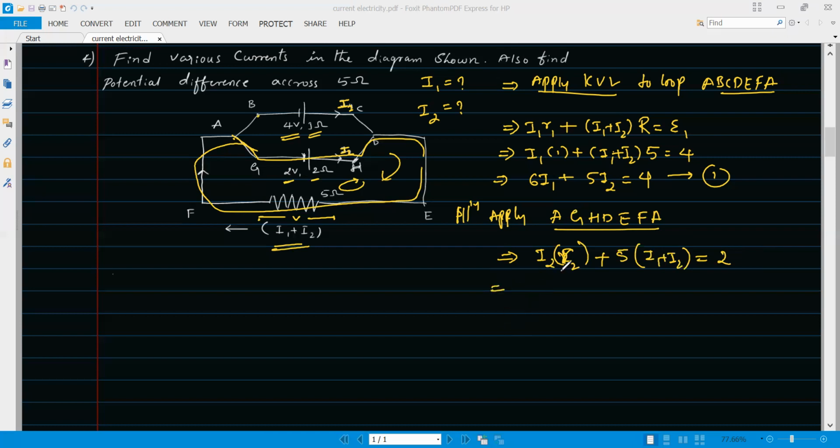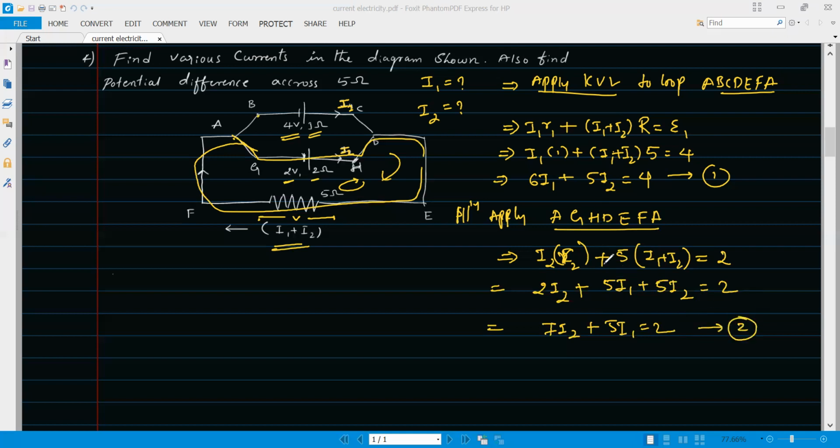So R2 is how much? See here, it is 2 ohm. So this becomes 2I2 plus 5 into I1 plus I2, that is 5I1 plus 5I2. This is going to be equal to 2. Or else we can write 5I2 plus 2I2 is 7I2, plus 5I1 is equal to 2. Let us call this equation number 2.